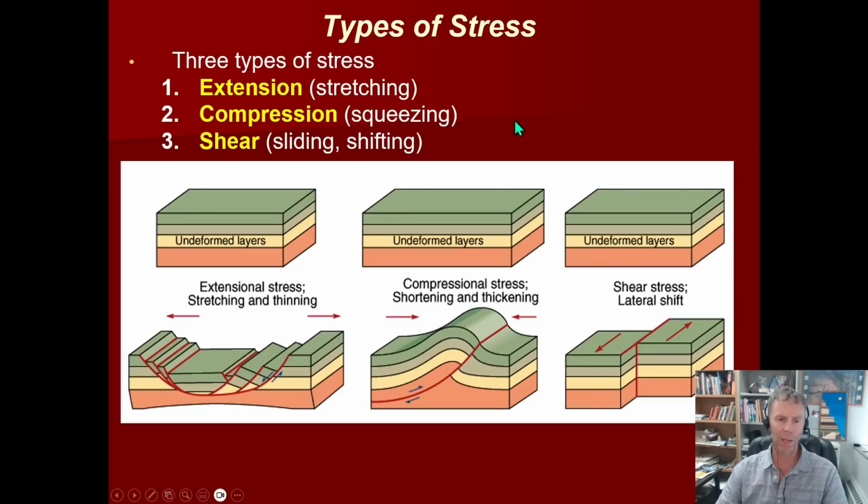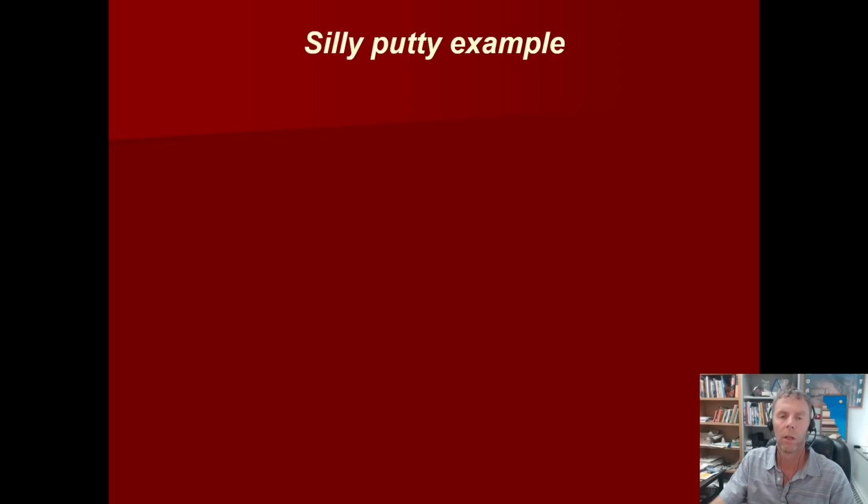So each one of those plate boundaries is fundamentally tied to a type of stress that the rock is subjected to. And of course, as it's subjected to that stress, the rock will deform and there'll be a permanent change in the rock. That's what we call strain. Okay, so let's do a little demonstration here.